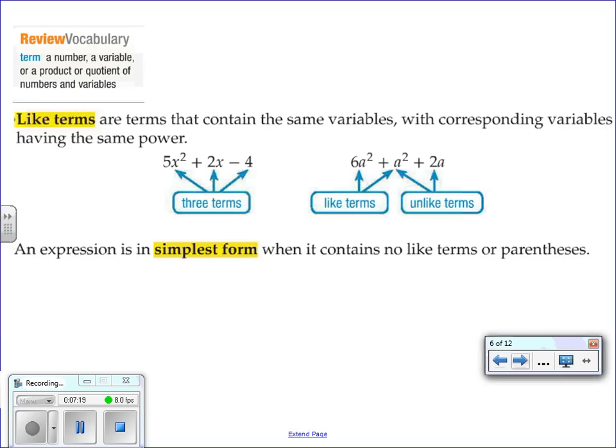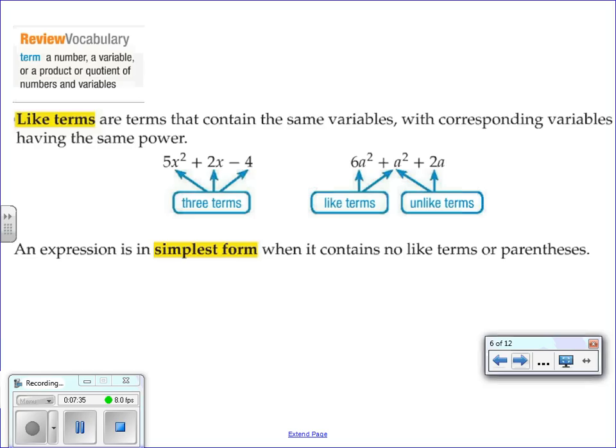All right. Let's review. A term is a number. Oh, no, we didn't look up a term. A term, remember, can be the number, it can be the variable, or it can be a product or a quotient of numbers and variables. So let's think of some examples.